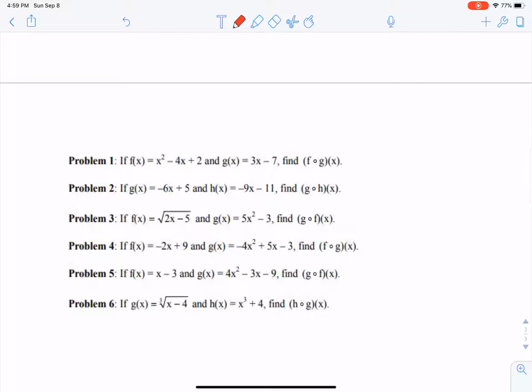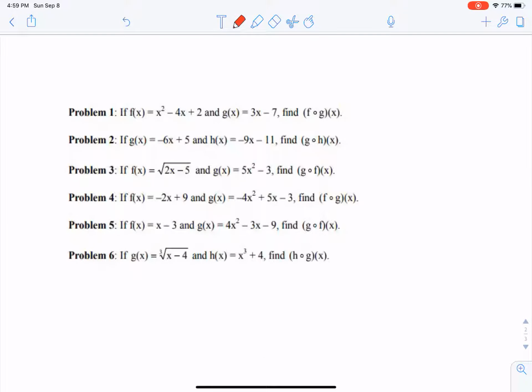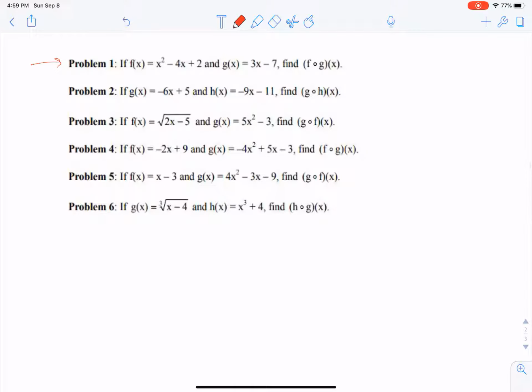So coming on down here, let's do problem number 1 together. We have f of x is equal to x squared minus 4x plus 2, and g of x is 3x minus 7. So I'm looking for f of g of x. Again, I'm taking g of x and plugging it into my f function. So g of x is 3x minus 7. I can't simplify that any further.